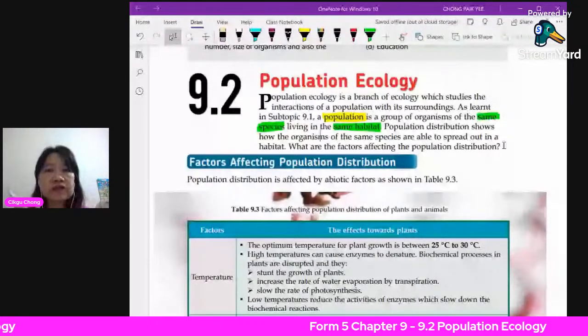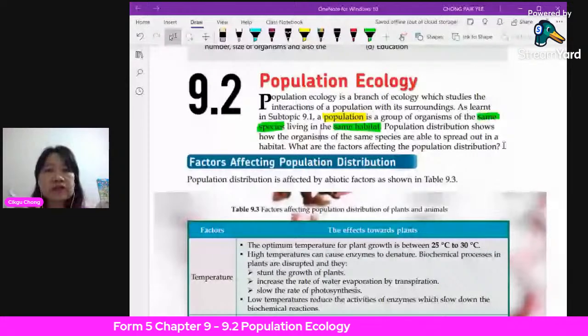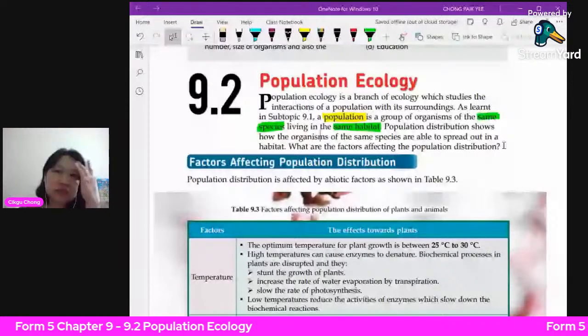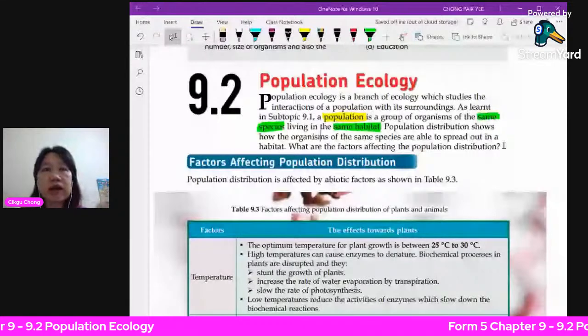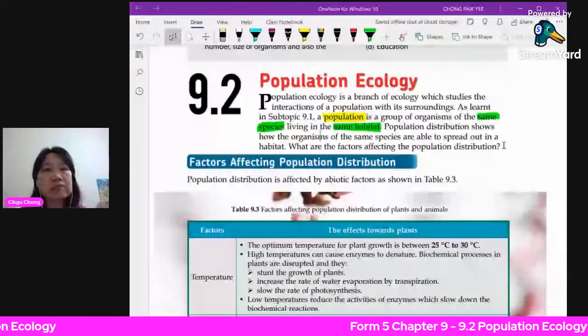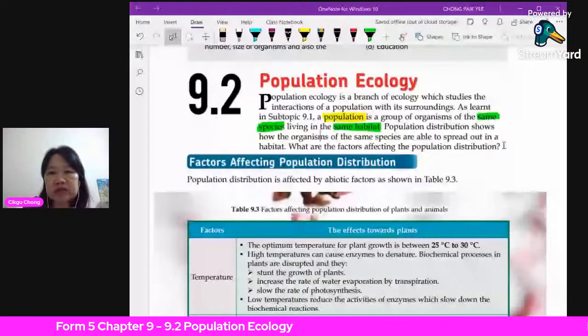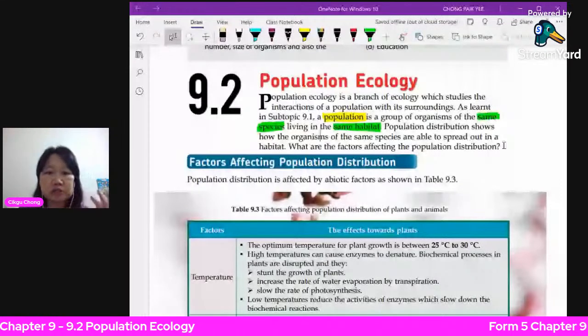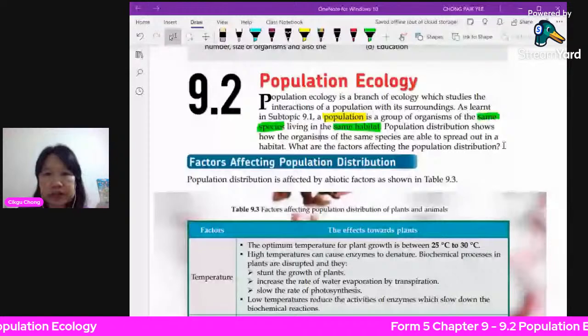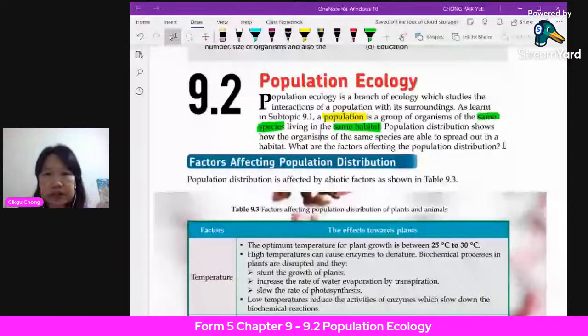So population is only for one type. And you do not mix different types of organisms or animals and plants together as a population. Population is just talking about the same type only, and it must be staying in the same area or the same habitat. So the keywords here: population is referring to a group of organisms of the same type or same species staying in the same area. So today we're going to learn about population ecology.